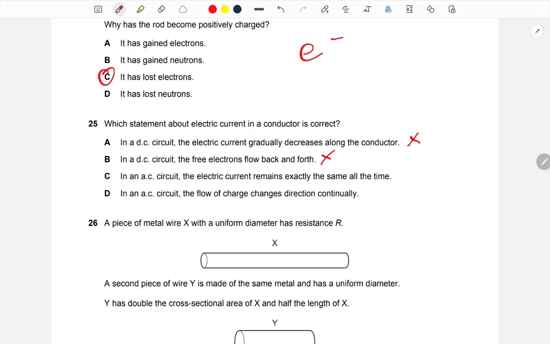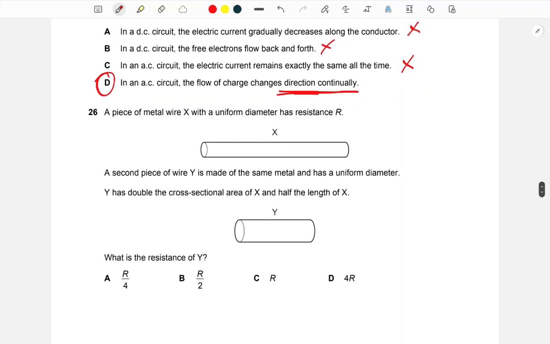Number C. In an AC circuit, the electric current remains exactly the same at all times. It's not correct. AC stands for alternating current, so it's not going to stay the same. In an AC current, the flow of charge changes direction continually. Now this part is correct because in AC current, the direction of current continuously changes back and forth. So that part is correct.